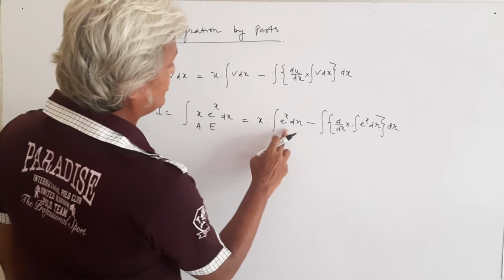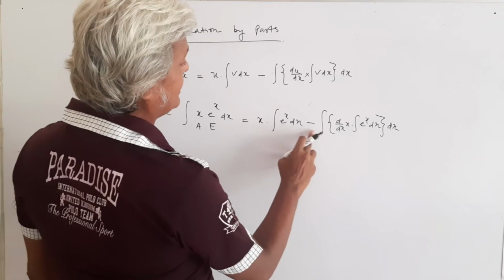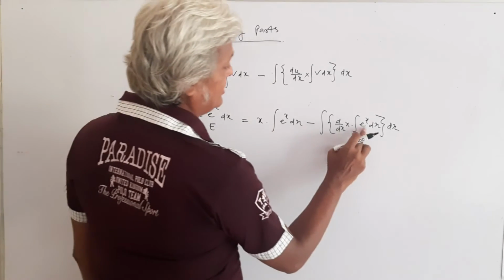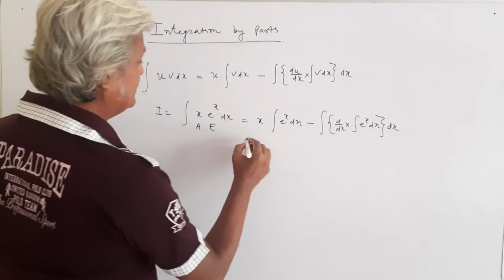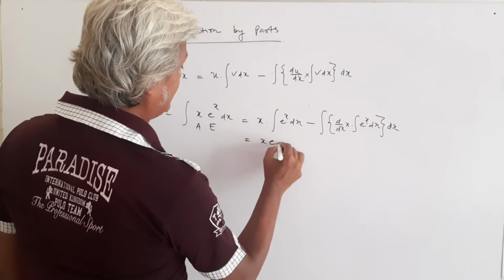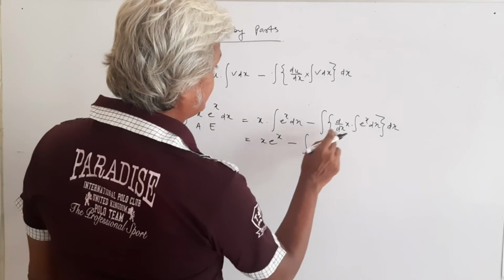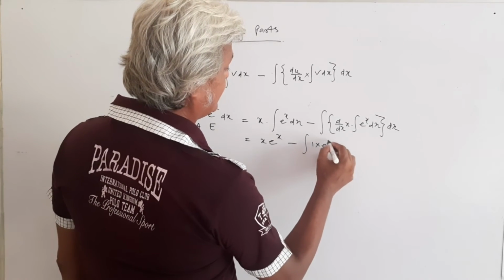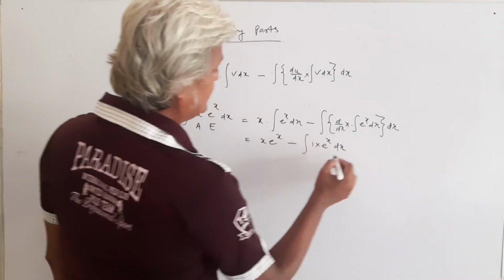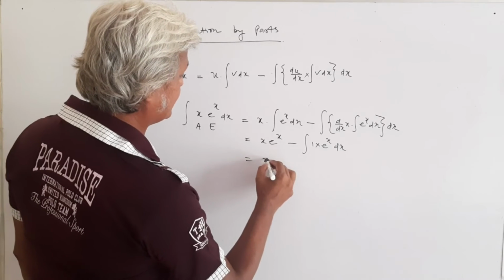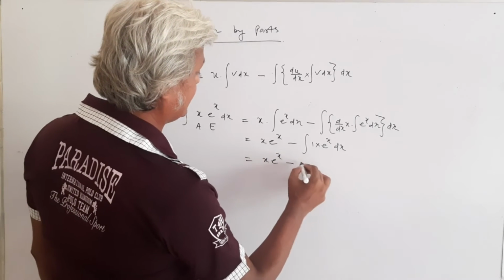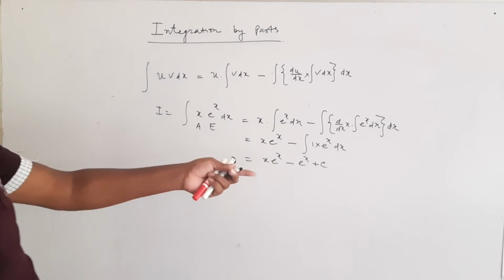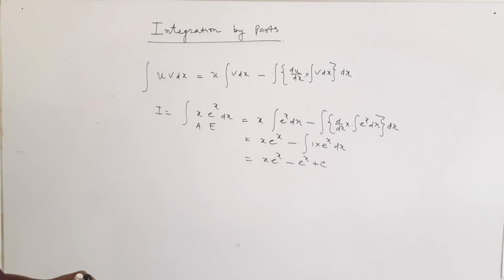x e to the power x dx integration minus integration of product of d by dx of x and integration of e to the power x dx again. So I now write e to the power x minus, differentiation of x is 1 and integration of e to the power x is e to the power x again. If you differentiate, you'll get your answer as x e to the power x minus e to the power x plus c. This is done. This is how this question can be solved.